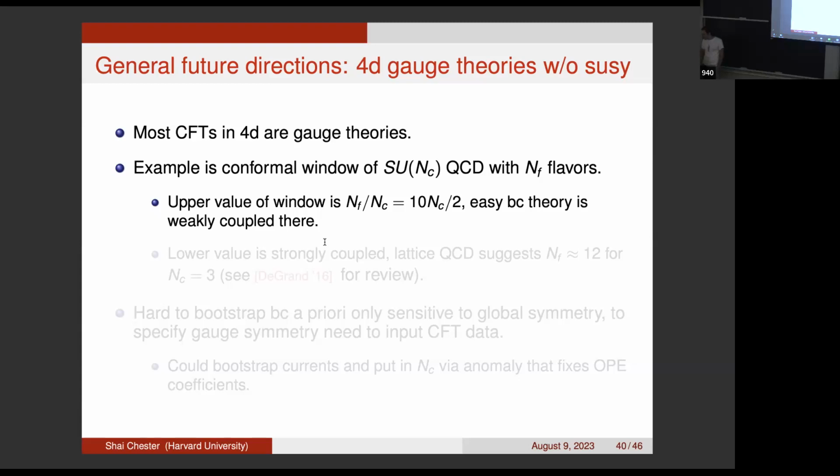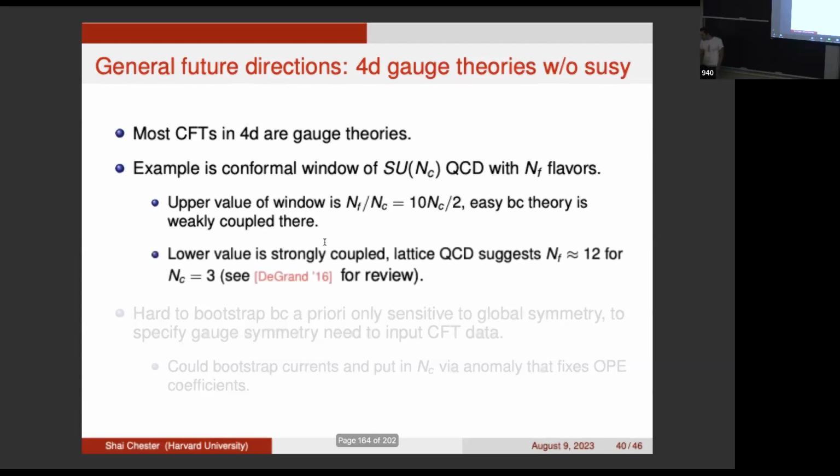with nc colors and nf flavors. So this is a classic question which has existed for many decades. We know the upper value of this window. So when nf over nc is 11 nc over 2, beyond that, you don't have a conformal theory. The reason you can prove that is because in that regime, the theory is actually weakly coupled, and so this just comes from Feynman diagrams. But the lower value of this window is where the theory is strongly coupled, so you can't use Feynman diagrams.